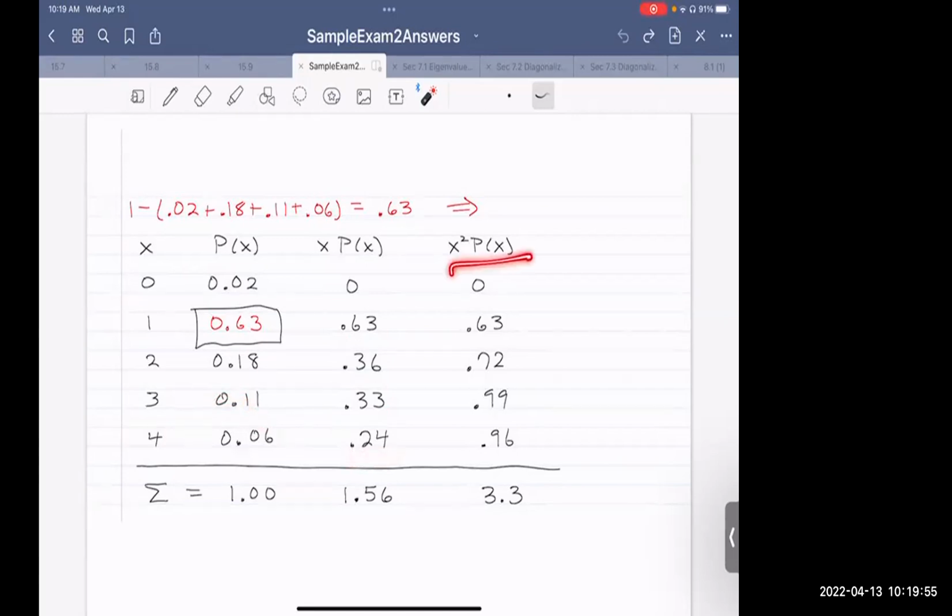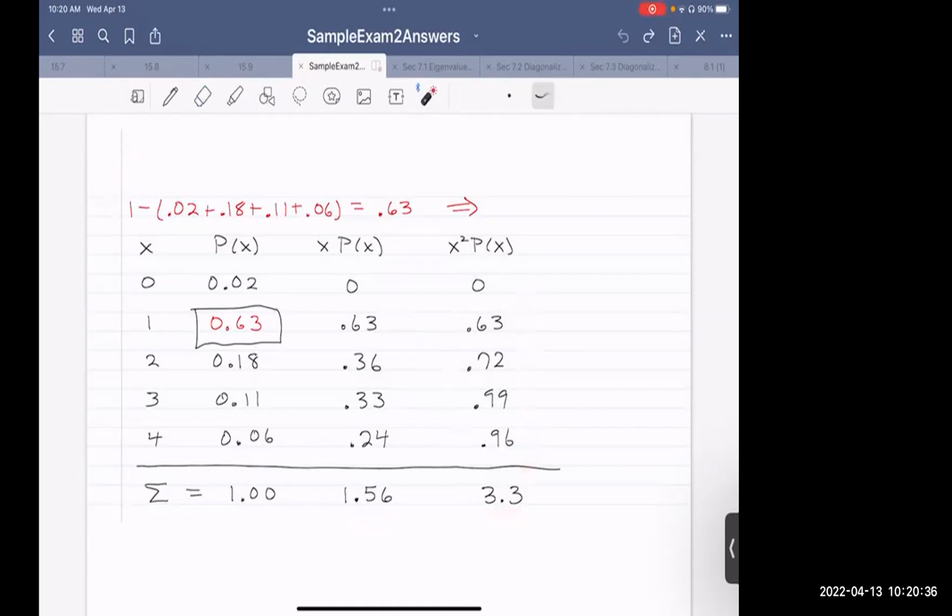To find the fourth column, I'll multiply the first and third column to get the x squared p of x column. 0 times 0, 0. 1 times 0.63, 0.63. 2 times 0.36, 0.72. 3 times 0.33, 0.99. 4 times 0.24, 0.96. Let's add up each of the columns. So this adds up to 1. Good. That means that this is a discrete probability distribution. Let's add up this column. I get 1.56. Let's add up this column here.